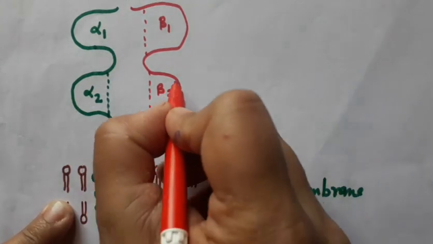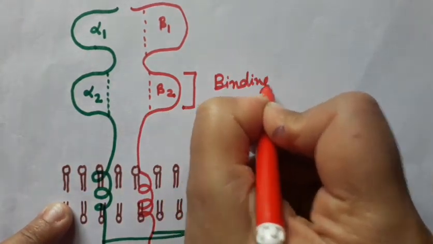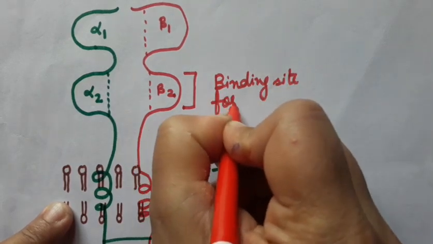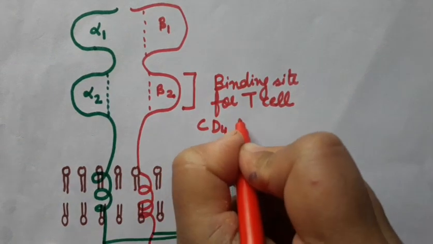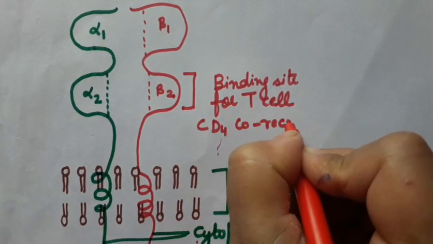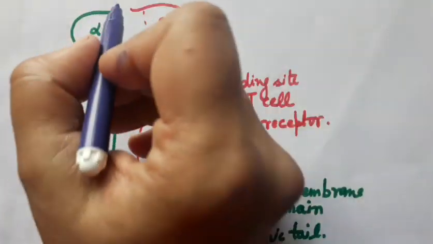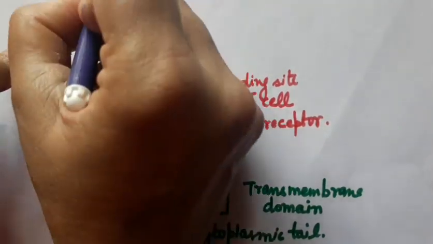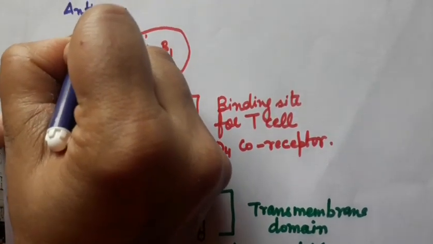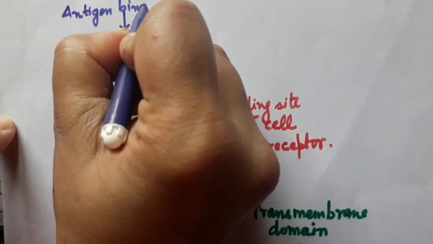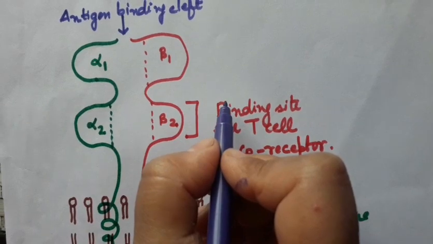हेयर वहाँ पे आप देख रहे थे कि जो अल्फ़ा 3 था वो बाइंड था विद दैट ऑफ टी सेल. Here B2, this B2, it is the binding site for T cell CD4 co-receptor. Now here you can see this part. Again, it is the antigen binding cleft or antigen binding site.